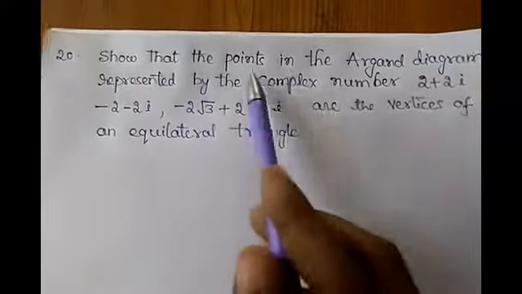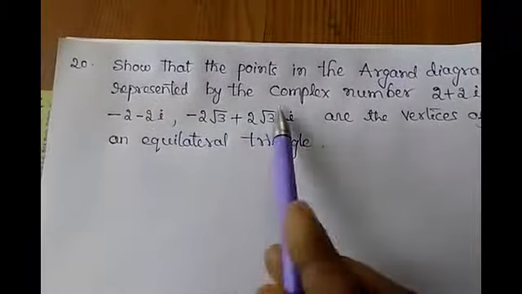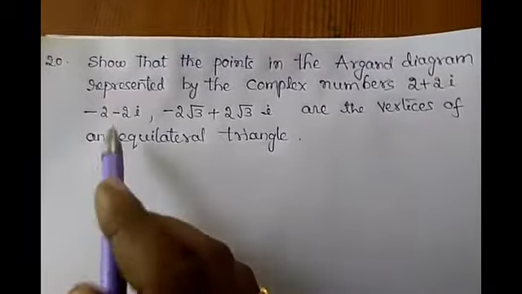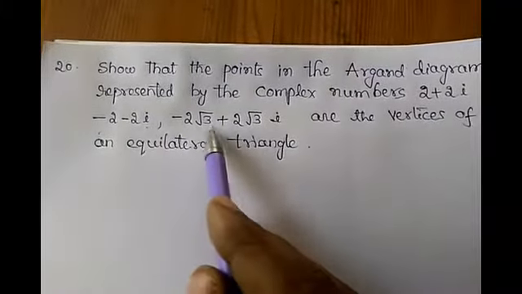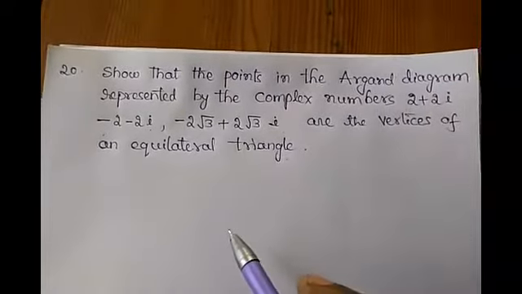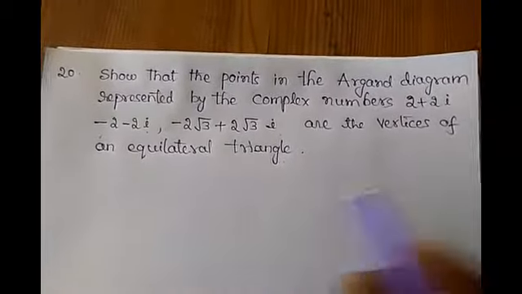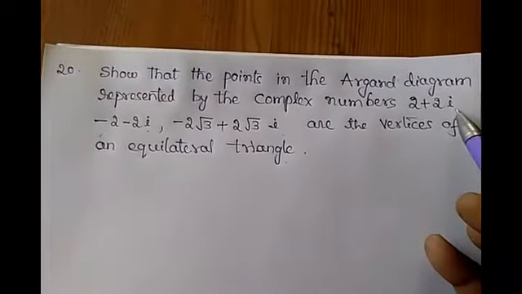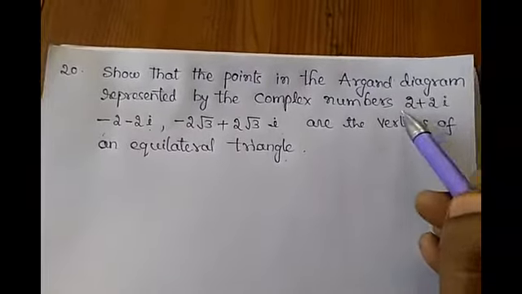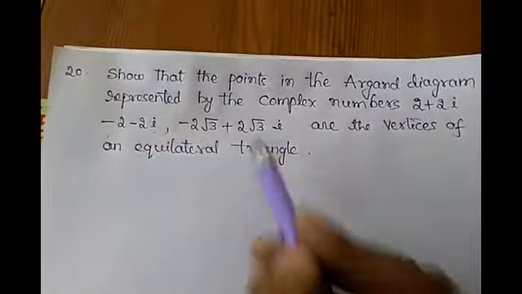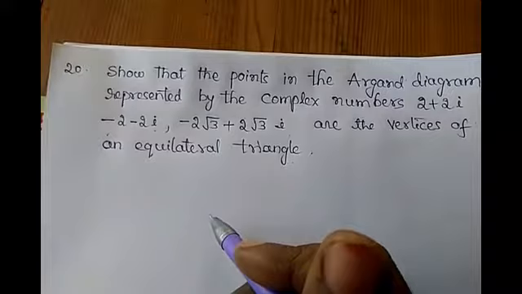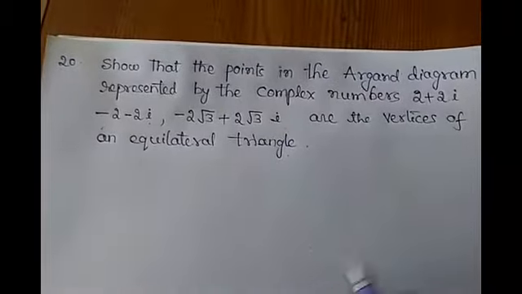Next problem: show that the points in the Argand diagram represented by the complex numbers 2 plus 2i, minus 2 minus 2i, minus 2 root 3 plus 2 root 3 i are the vertices of an equilateral triangle. Here, we have to show that the given three complex numbers form an equilateral triangle. That means we have to show that these are the vertices of the equilateral triangle.